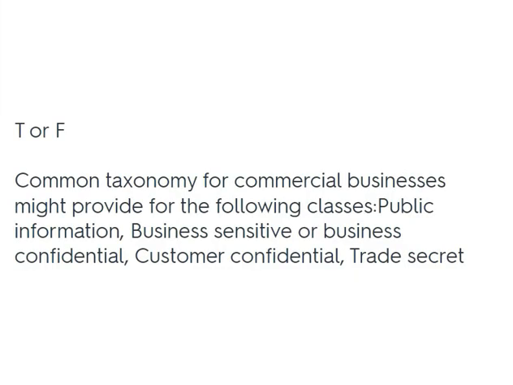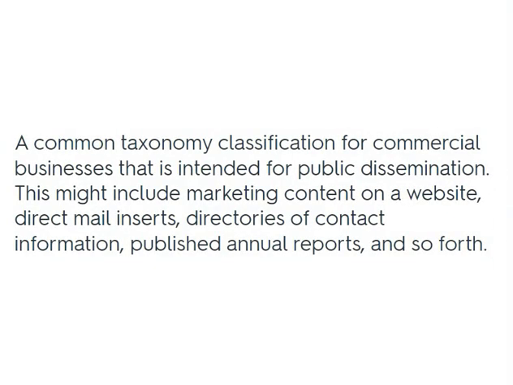T or F. Common taxonomy for commercial businesses might provide for the following classes: public information, business sensitive or business confidential, customer confidential, trade secret. True. A common taxonomy classification for commercial businesses that is intended for public dissemination. This might include marketing content on a website, direct mail inserts, directories of contact information, published annual reports, and so forth. Public information.